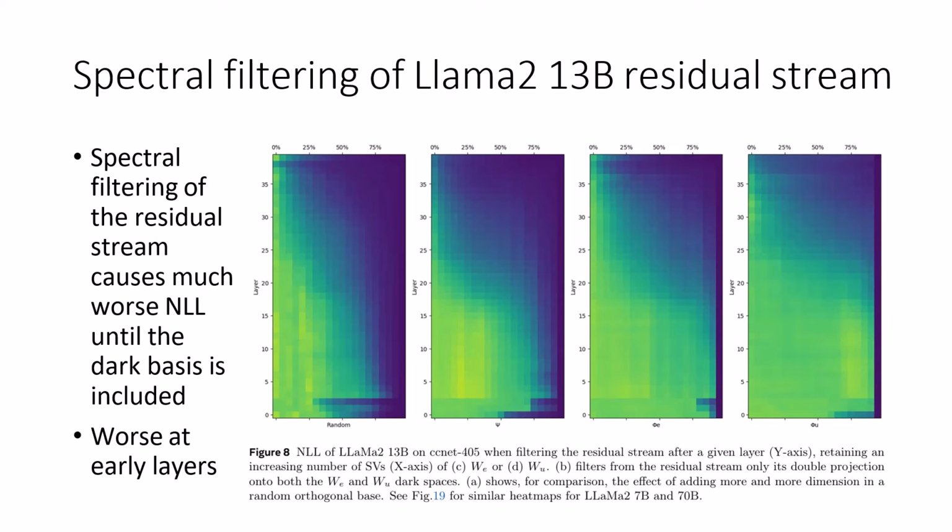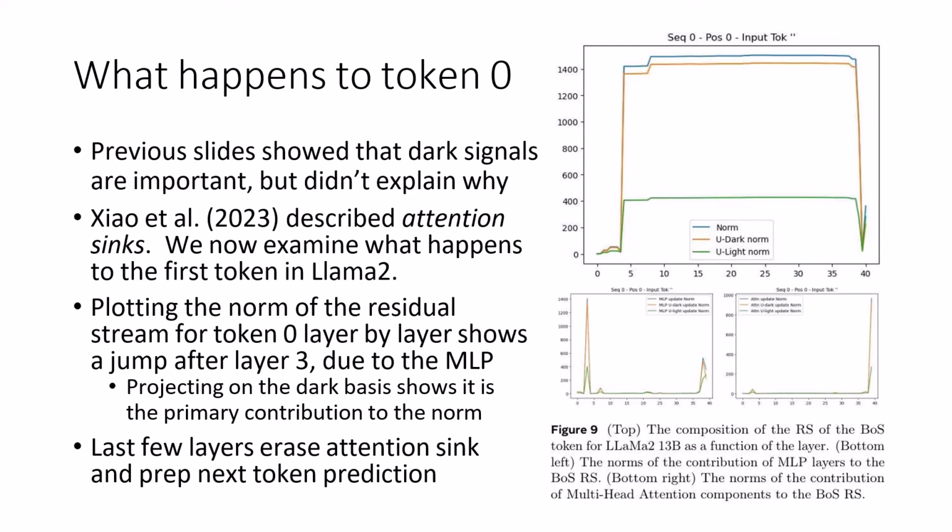So this is just further proof that this last 5%, those directions in our rotated basis, are super important, but we need to figure out exactly what. And so on slide 29, we say, okay, we know that the last 5% is important, but why? So let's connect this to attention sinks.